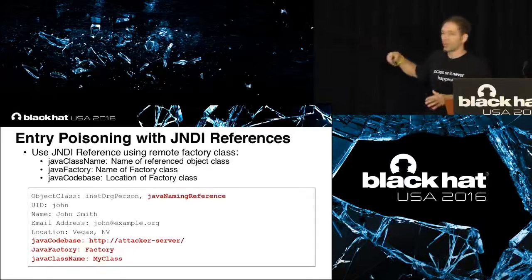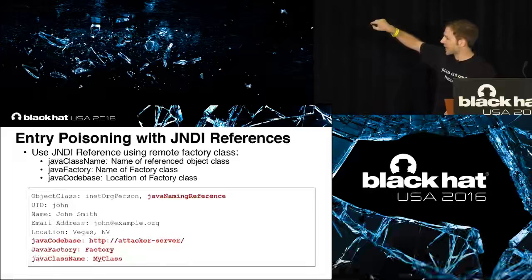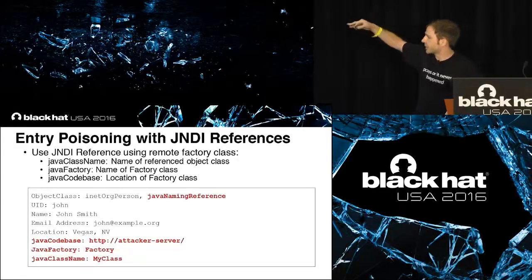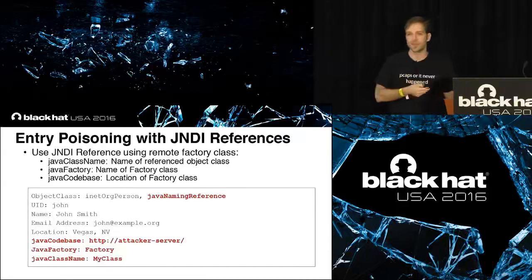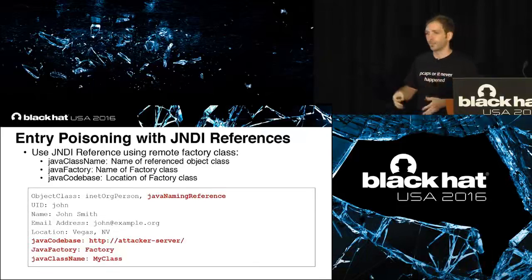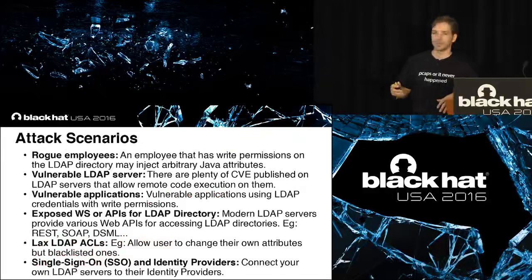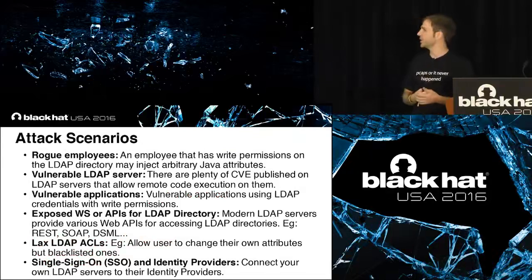So to poison an entry with a JNDI reference, all that the attacker needs to do is add this Java naming reference value to the object class attribute, and then add this Java code base, Java factory, and Java class name. Those are the same ones that we defined in the RMI vector. So this is the way that the attackers can actually perform the poisoning of the entries, but how can they actually get the access to compromise or to poison an entry in the first place?